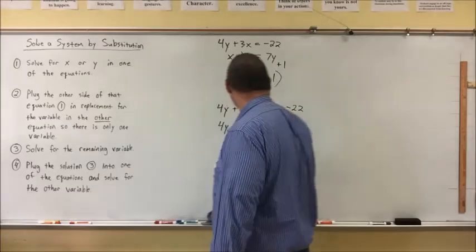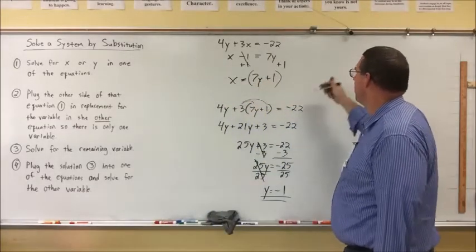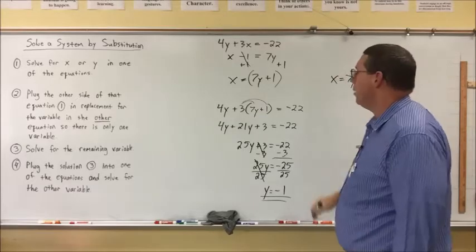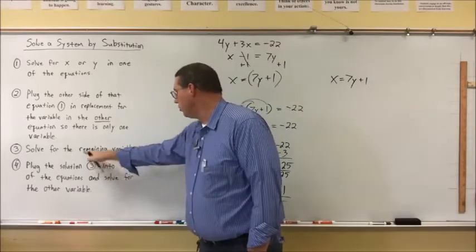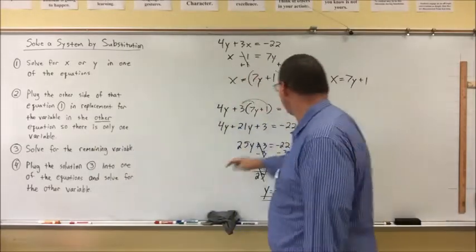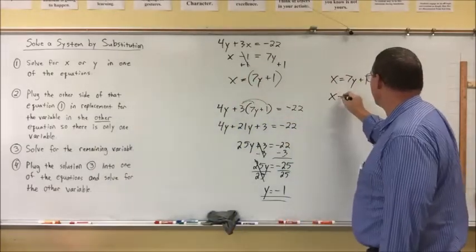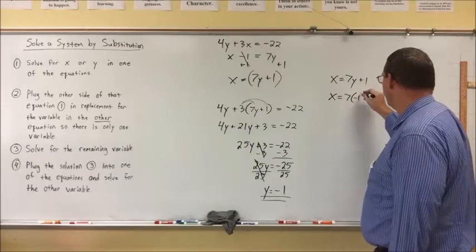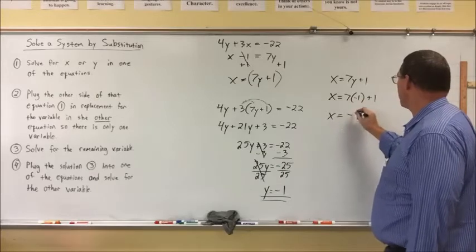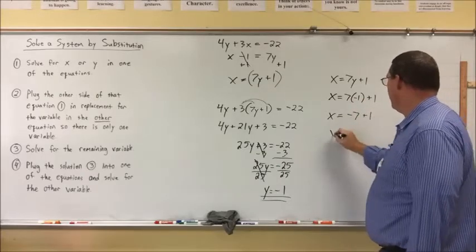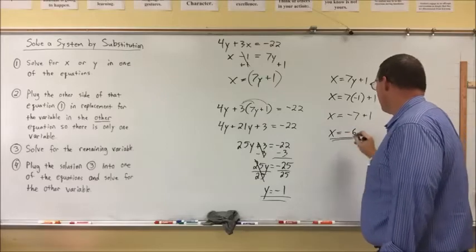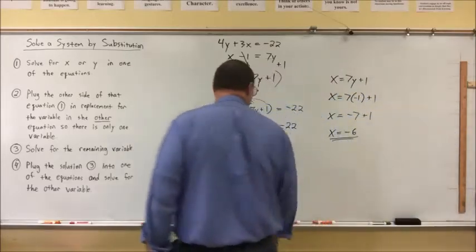Let's take this x equals 7y plus 1. X is equal to 7y plus 1. And we're going to plug the solution from step 3, which is negative 1, into this equation for y. So x is equal to 7 times negative 1 plus 1. X equals 7 times negative 1 is negative 7 plus 1. And x equals negative 7 plus 1 is negative 6. So now we have a solution for x.